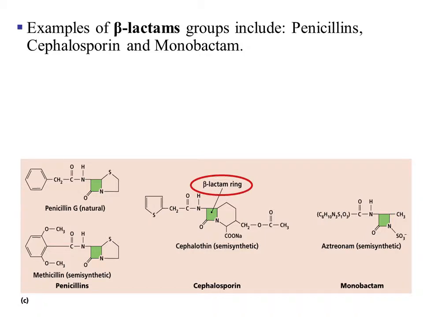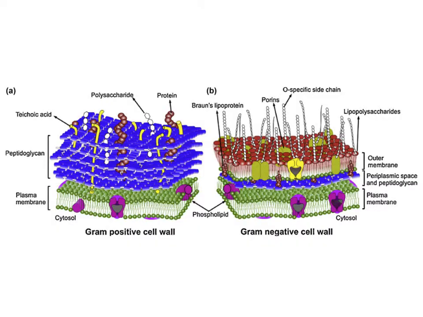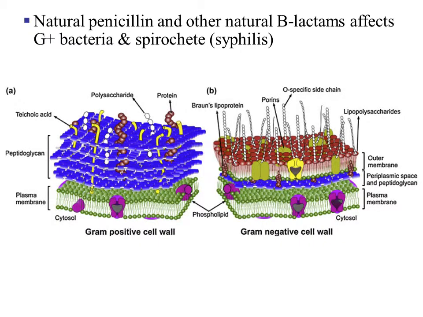In this image, I have listed several examples of beta-lactams. We have penicillins, we have cephalosporin, and we have monobactrim. So all 3 of these are categories of beta-lactams. Notice how they all have the same beta-lactam ring. Natural penicillin and other natural beta-lactams will affect gram-positive bacteria and spirochetes.